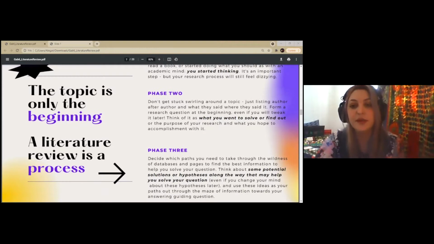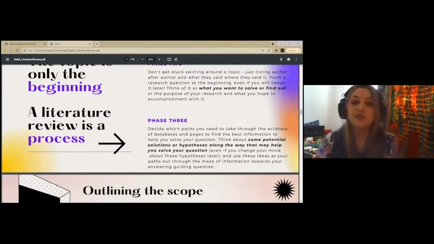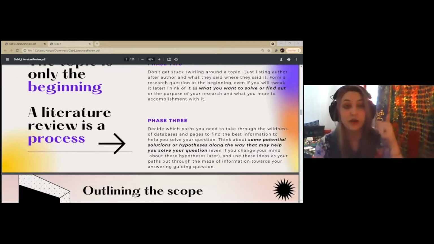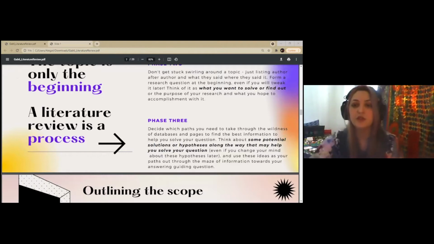And for phase 3, you're going to take that interest and you're going to try to decide the kind of paths you want to take through the databases and pages of the wilderness to try to help you solve those kinds of questions. It could start out with one question you have, many questions that you have. It doesn't matter at this stage. The important thing is that you're thinking about it. So you want to try to think about some potential solutions or even hypotheses, which could be the answer to your research question, along the way that could actually help you solve what you're trying to find out.